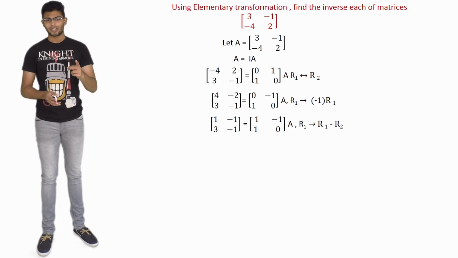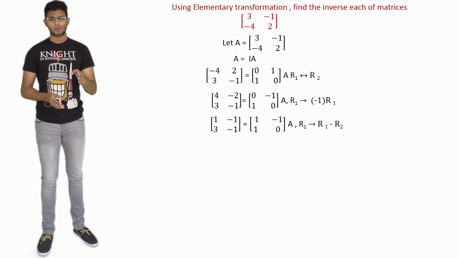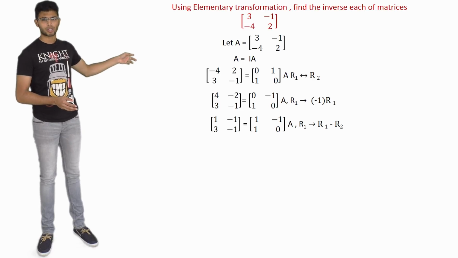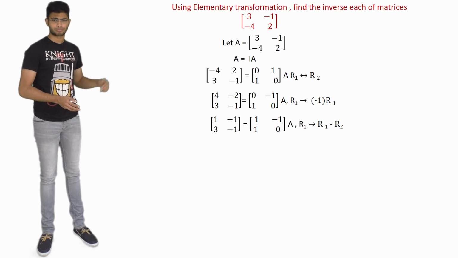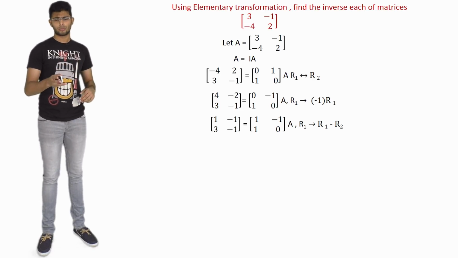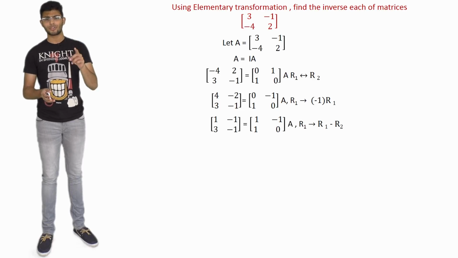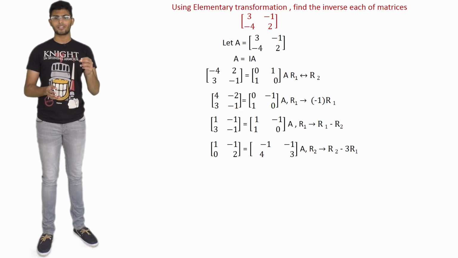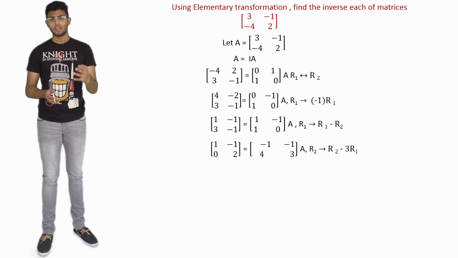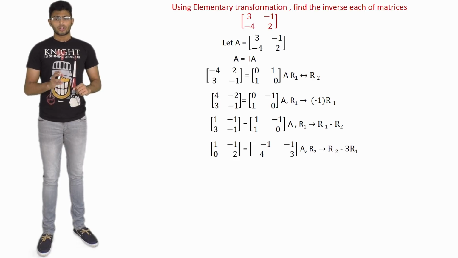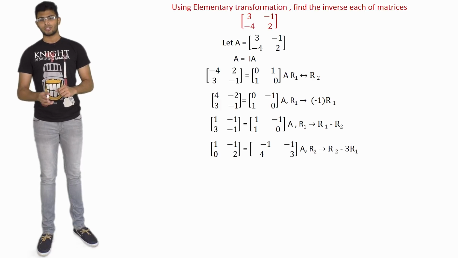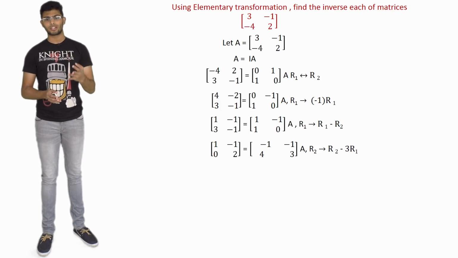So let's get a 1 in your first position. To do that, we're going to do R1 is equal to R1 minus R2. Once you've done that, you're going to have 1 and -1 and 3 and -1. Now you're going to try and make your third position into a 0. To do that, you're going to do R2 is equal to R2 minus 3 times R1. Once you've done that, you're going to get a 0 in the third position.